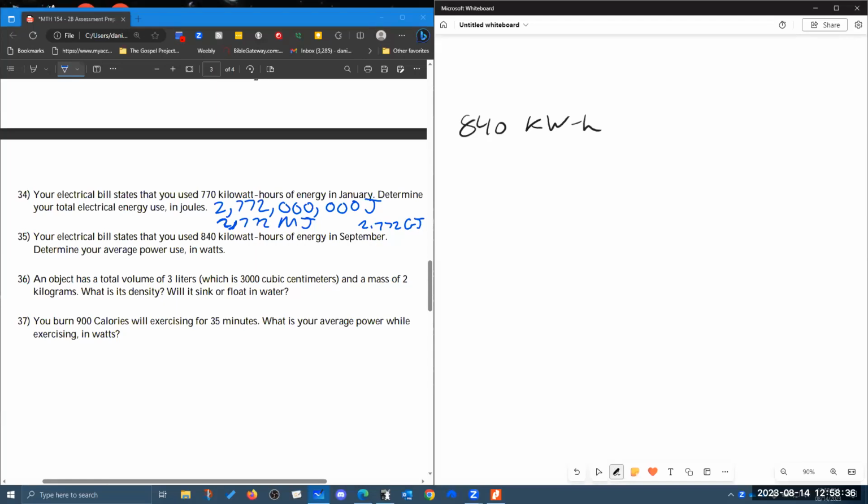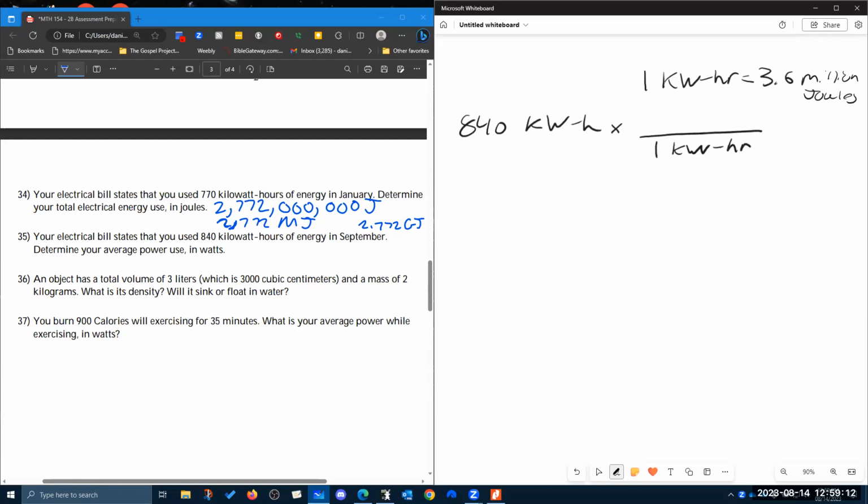So we need to know that 1 kilowatt hour is equal to 3.6 million joules. That's going to help us here in a second. So we're going to get rid of our kilowatt hours, and I'm going to make this 3.6 times 10 to the 6th joules, and that's going to go away.